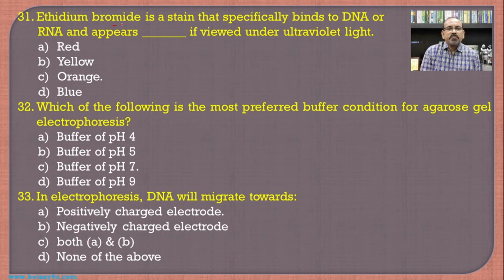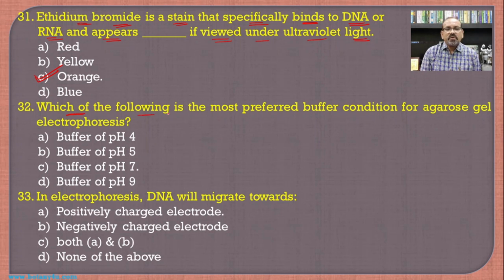Then ethidium bromide is a stain that specifically binds to DNA or RNA and appears orange if viewed under ultraviolet light. So we should remember this answer, that there is a development of the orange color when ethidium bromide is used as a stain and viewed under the ultraviolet light.